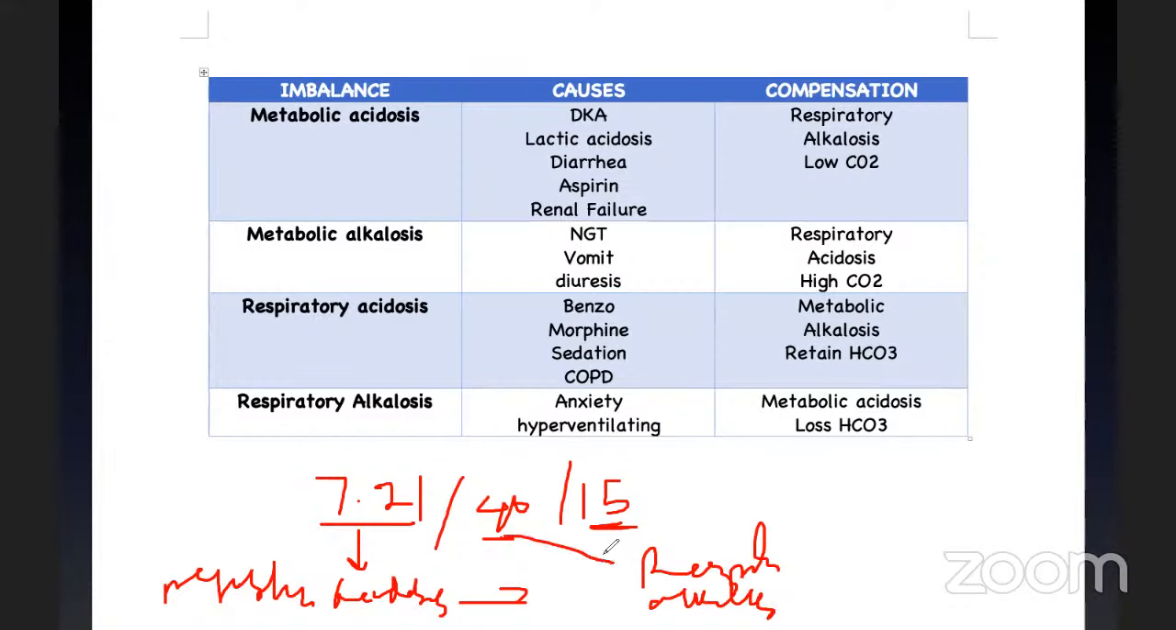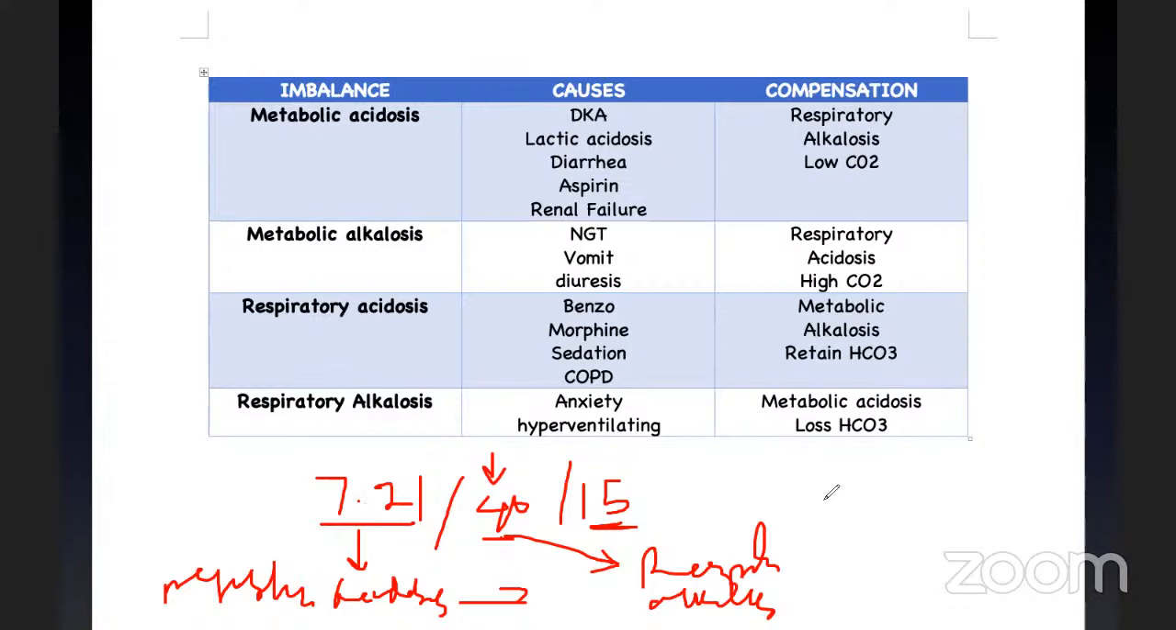Does this look like respiratory alkalosis? Respiratory alkalosis means CO2 should go down. It has not gone down. Therefore, this is just metabolic acidosis uncompensated. And that's the way you do it.